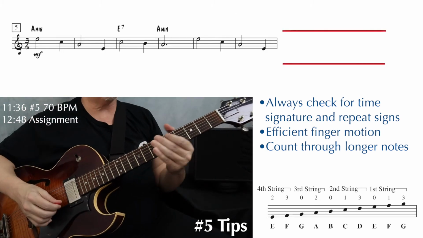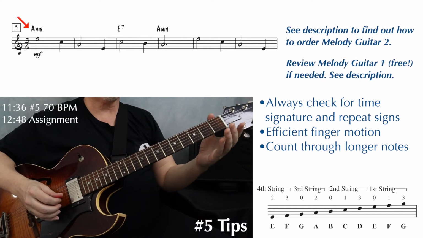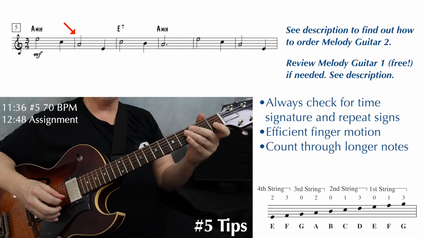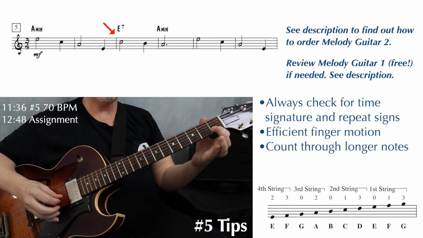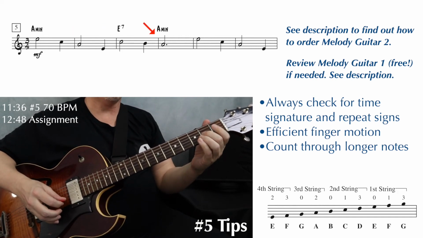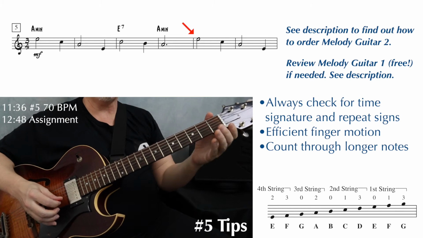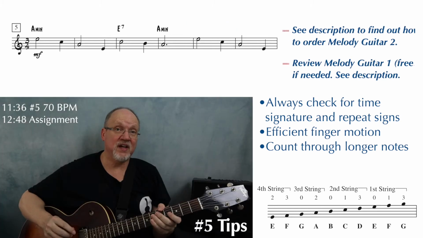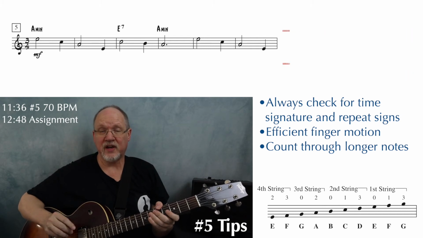Now we start off with an E, C, and then A, and then E. Then we jump around back up to a C, B, A. A lot of jumping in this one. E, C, A, E.